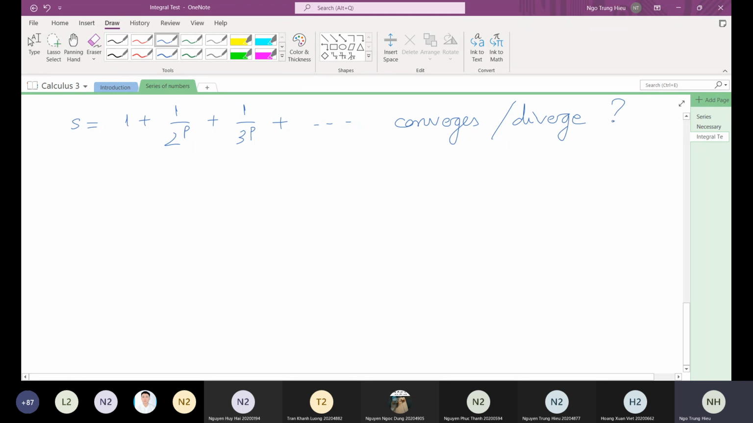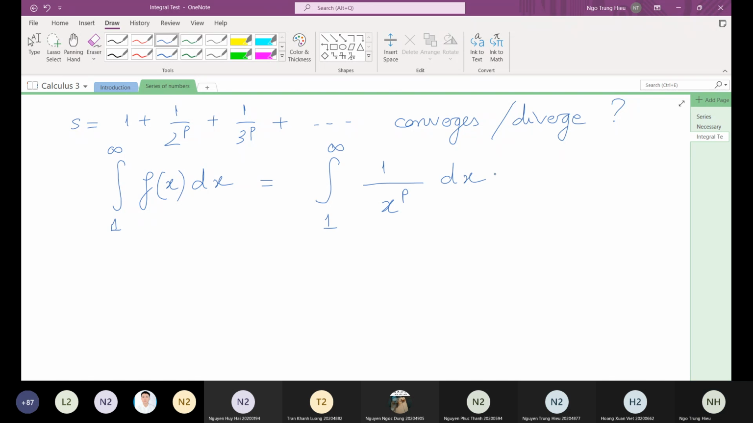Right, so we will check the integral of f(x) dx. If this integral converges, then the series converges. If this integral diverges, then the series diverges, right? So this integral equals the integral from 1 to infinity of 1 over x to the p dx, right?